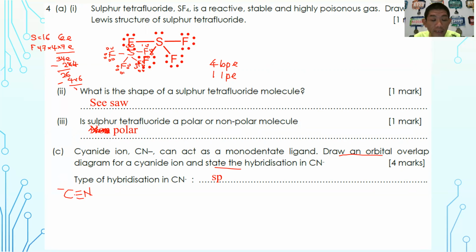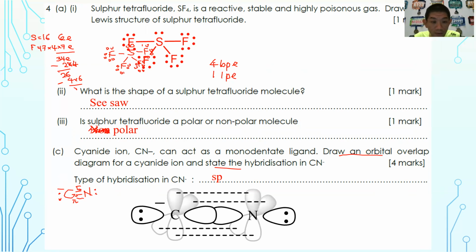As you can see here, there is a C triple bond N. When you prepare the orbital, you must know by yourself that in a C triple bond N, you must have 1 sigma bond and 2 pi bonds. So 2 pi bonds means that you have to prepare 2 unhybridized orbitals to overlap between the C and N, and 1 direct overlap between the C and N. So at the end of the day, this is how the CN- looks like.